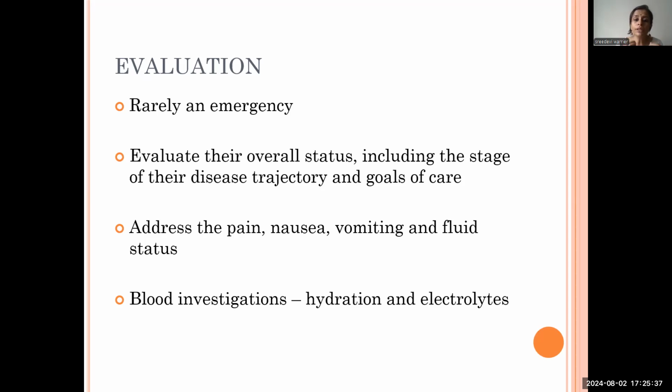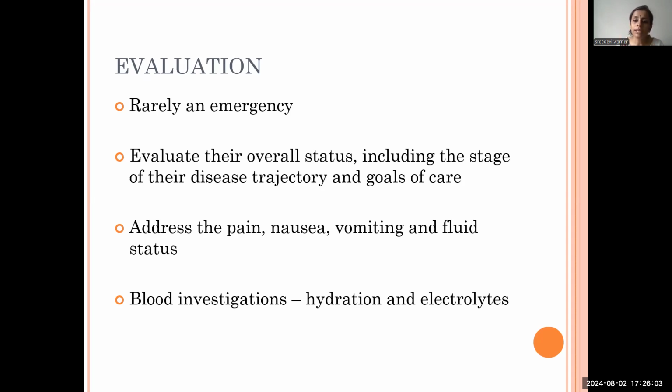And how will we decide on the treatment? We have to evaluate their overall status, at what stage of the illness trajectory they are. Are they coming up with the symptom for the first time, or have they been having these bowel obstruction symptoms for quite a long time, and whether the survival is less. So depending on that, we have to come up with a treatment plan.